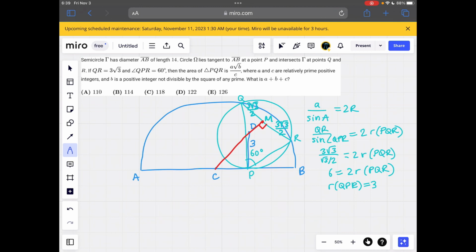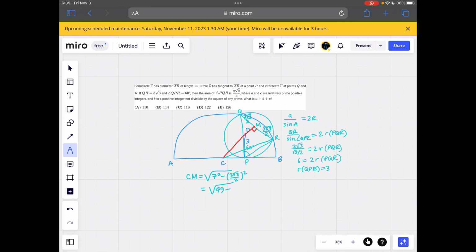And now, since we know the radii of both circles, we can use the Pythagorean theorem on triangles CMR and DMR to find CM and DM, respectively. So we have that CM is equal to the square root of this length, which is just the radius of the semicircle, which is 7, squared, minus MR squared, which is 3 root 3 over 2 squared. And that's equal to the square root of 49 minus 27 over 4, which is the square root of 169 over 4, and that's equal to 13 over 2.